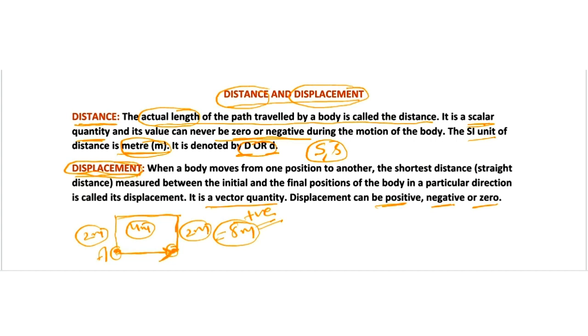Suppose a body starts from point A, sweeps a circle and returns to the original point. In this case, the distance is the circumference of the circle, meaning 2 pi r. But the displacement in this case is, look, the initial and the final position are both the same. So the displacement becomes 0.